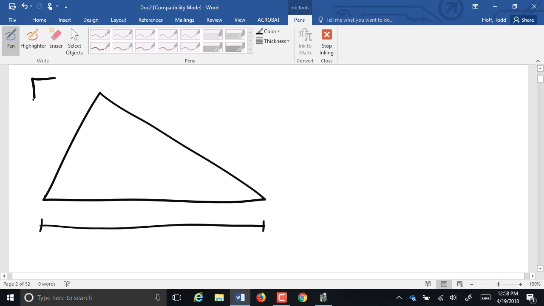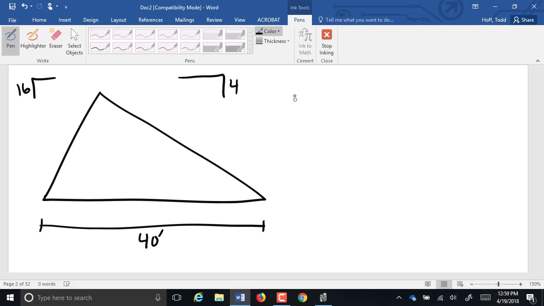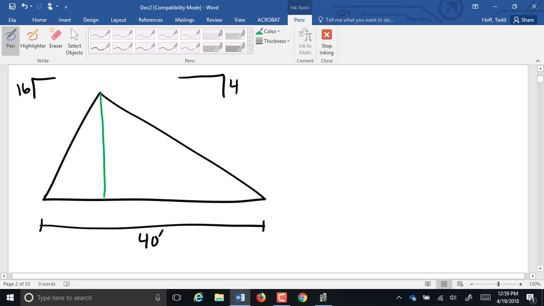What I want to look at now, let's say that this here is a 16/12 slope, and this here is a 4/12 slope, and this is a 40-foot span. I want to locate the position of that peak. So I want to find X here. How would I do it?